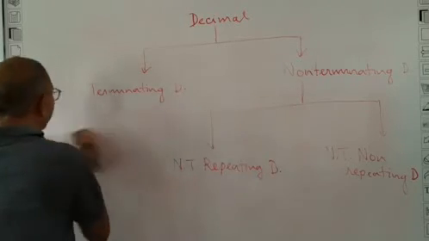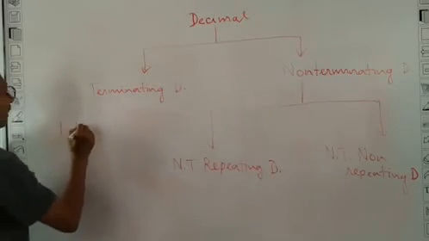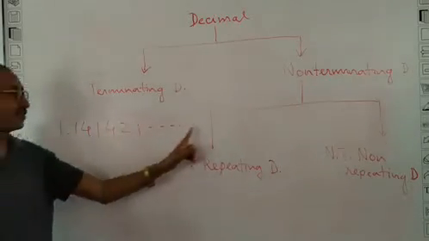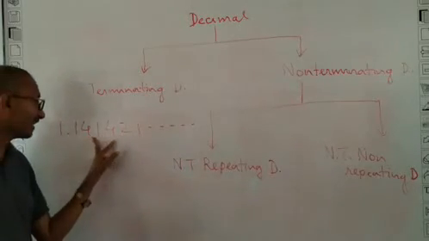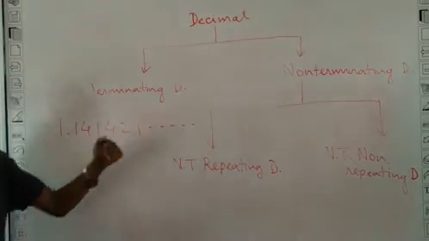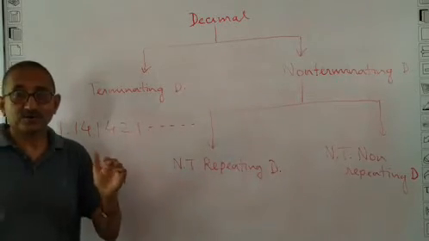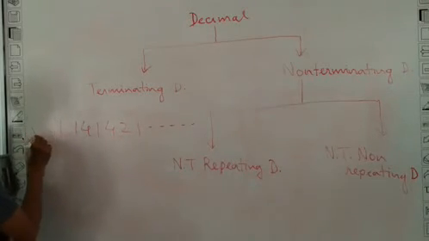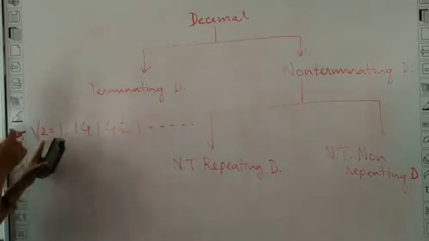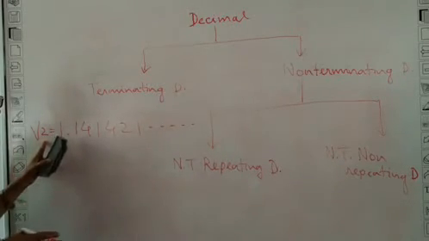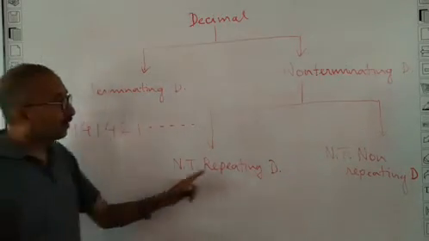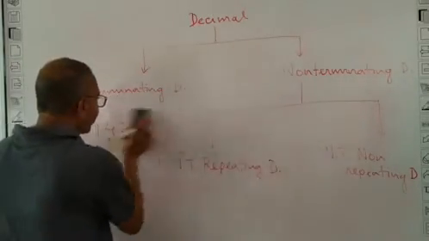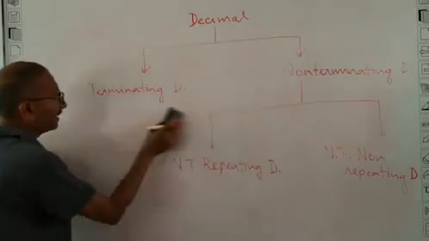Once again, if I write 1.141421, there is no repetition. You cannot say that these are repeated, these are repeated. Repetition means every time it must follow some order. This is not following any order. This is actually the value of root 2. We'll deal with root 2, root 3, all these things later on. So this is also an example of a non-terminating, non-repeating decimal.